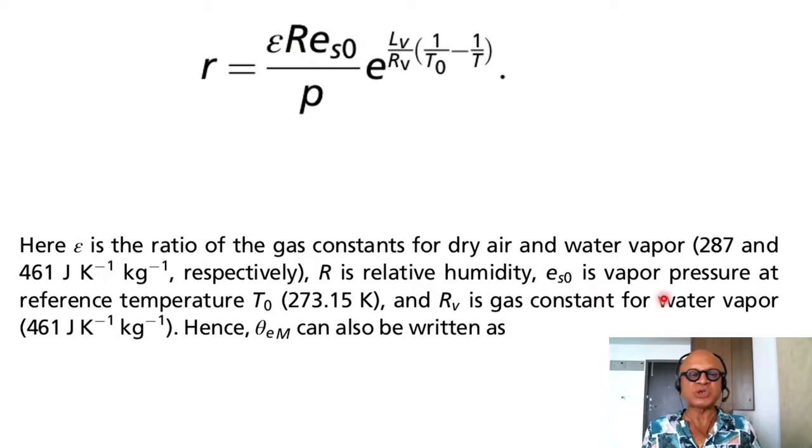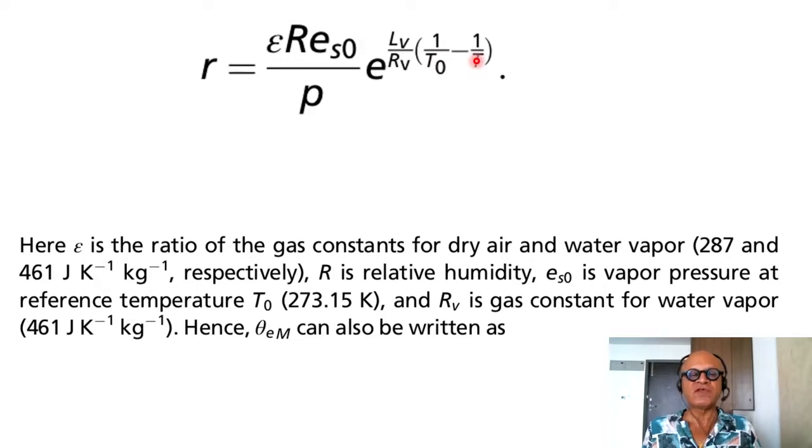ES0 is vapor pressure at reference temperature T0, so that's 273.15 Kelvin, and RV is a gas constant for water vapor, and hence theta AM can be written with this R, the expression being epsilon R ES0 divided by P, the in situ pressure versus the reference pressure, and E to the LV over RV times 1 over T0 minus 1 over T. This is the reference temperature. This is the in situ temperature.